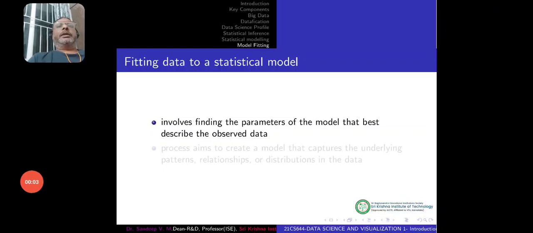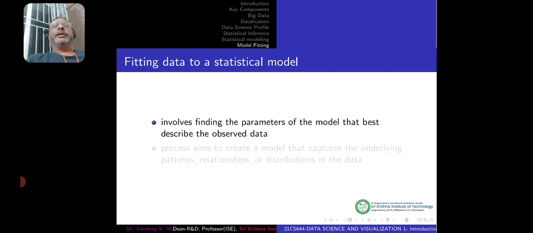Hi friends, the next issue to look at is, once the statistical model is defined, now we need to see how this model can be fit using the data. So how to fit the data to the statistical model is the next issue to look at. This process involves finding the parameters of the model that best describe the observed data.